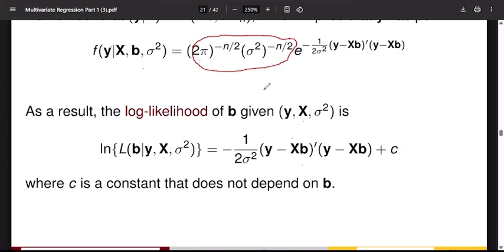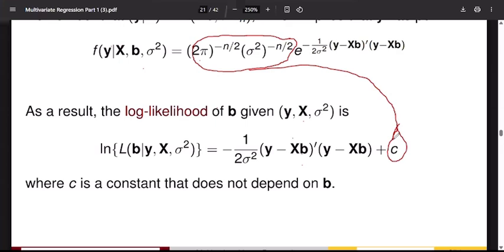Does that make sense to you now? Why we cut that part? You can see that part is not showing, and that very part is what I refer to as plus C. This very part here is what I'm referring to as plus C, because it's a constant, it does not depend on b. Is there any question here?